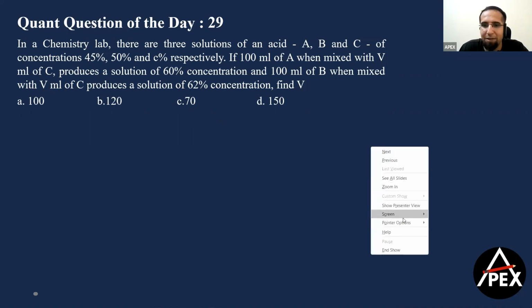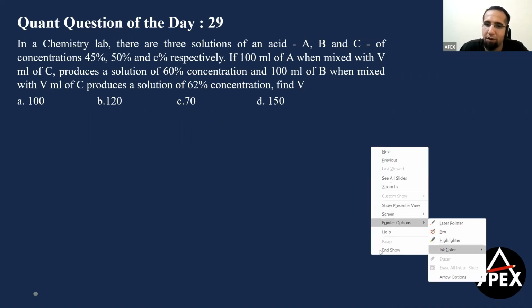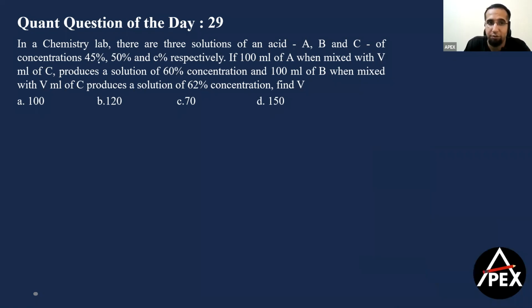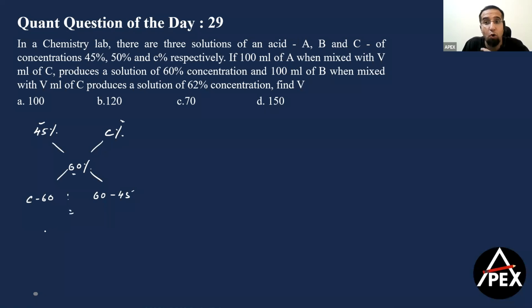Now, one very lovely method of solving this is that whenever we are mixing two solutions, we can always use alligations. So I have 45% of A mixed with C% of C to produce a 60% solution. Now we know that the average lies between the lower value and the higher value. So when we alligate, it's always larger minus average is to average minus smaller. Now this should be the ratio of quantities. So I have 100 ml of A and I have V ml of C.